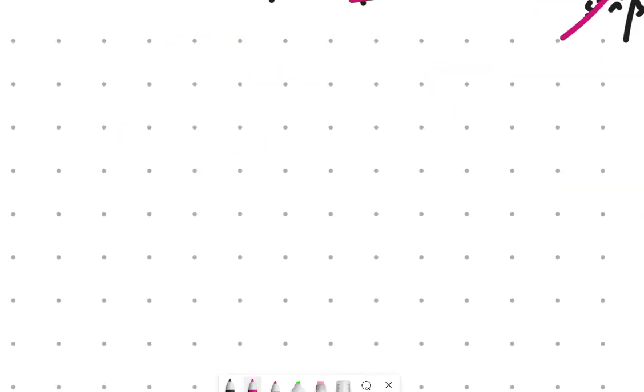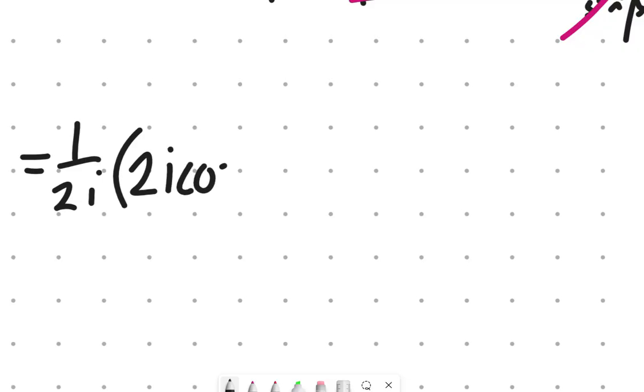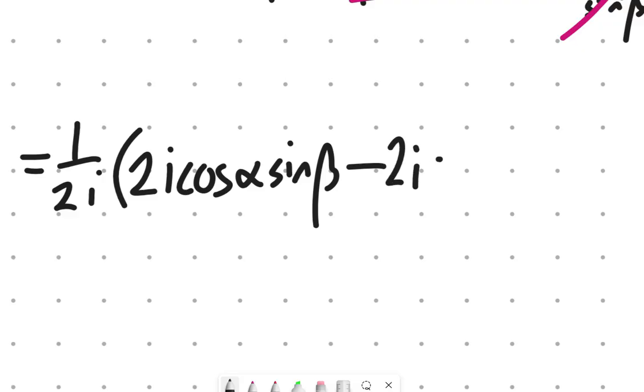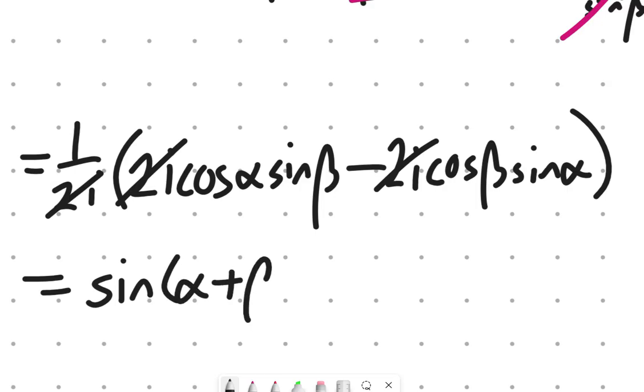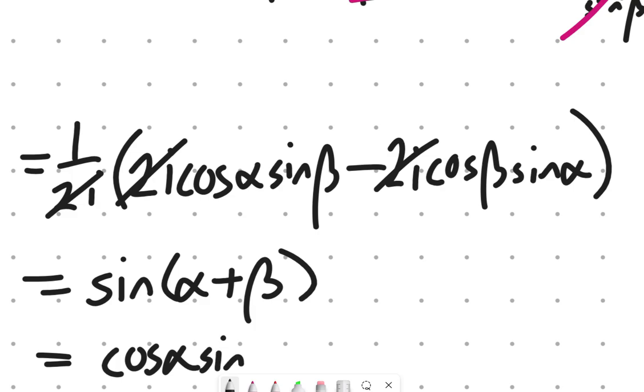So it's just going to be equal to 1 over 2i times 2i cosine alpha sine beta minus 2i cosine beta sine alpha. So the two i's will cancel out, and then we have that sine of alpha plus beta is nothing else but cosine alpha sine beta minus cosine beta sine alpha.